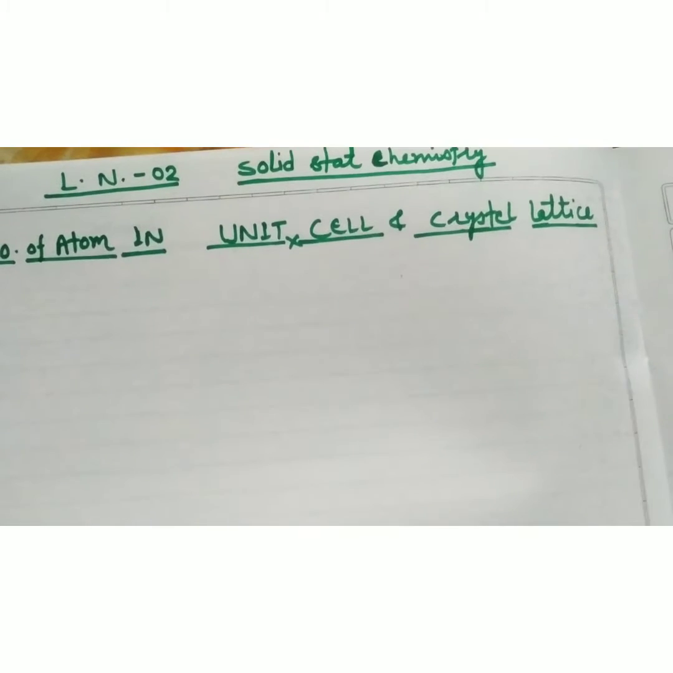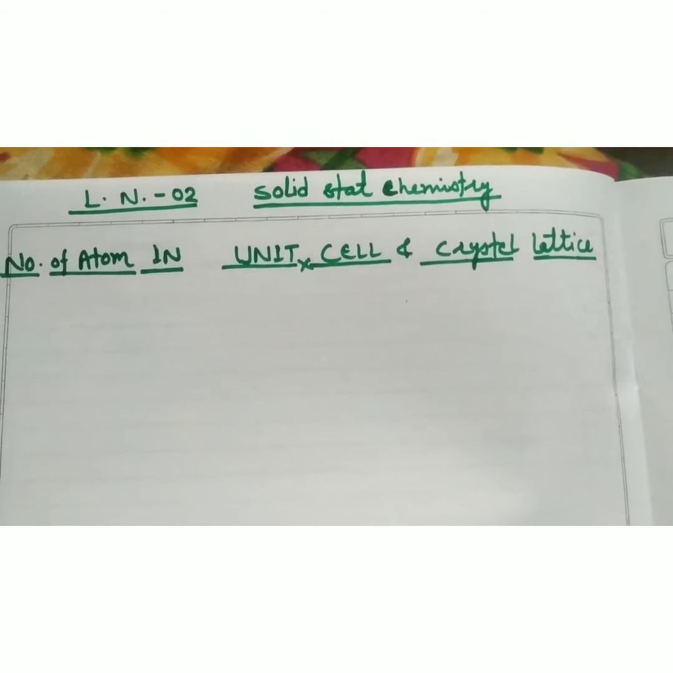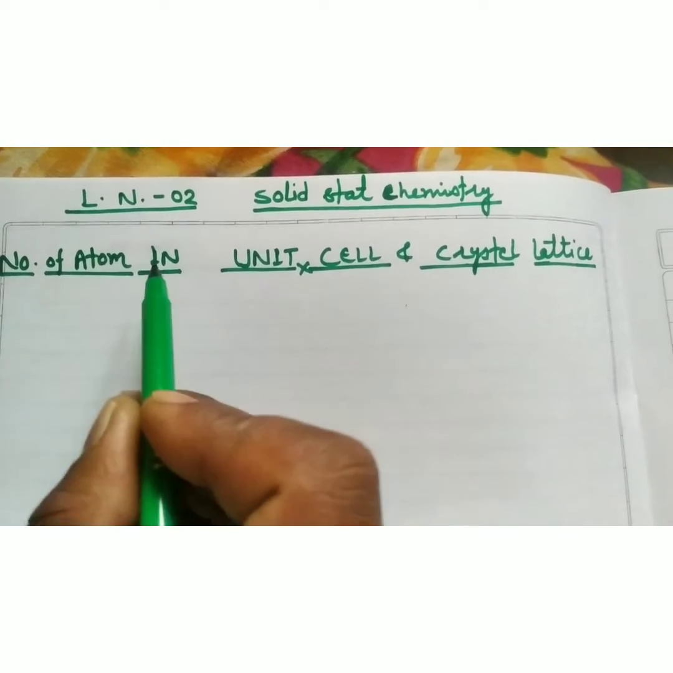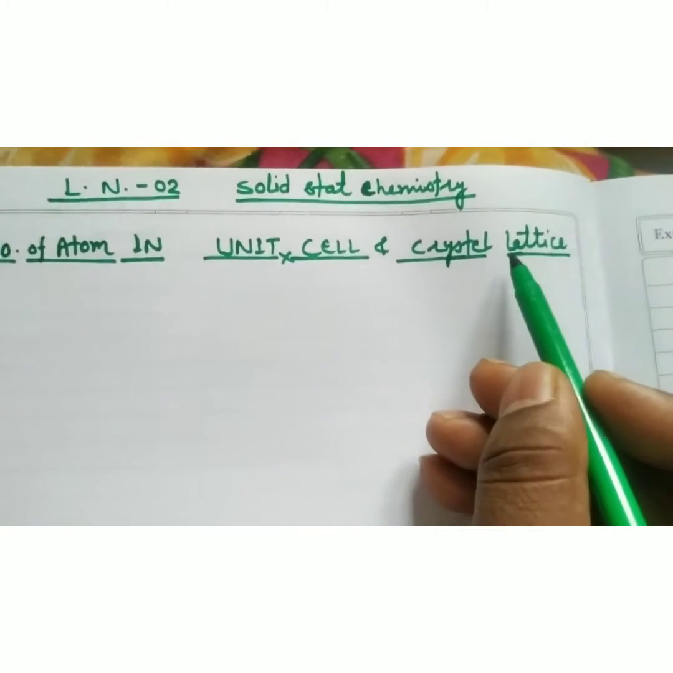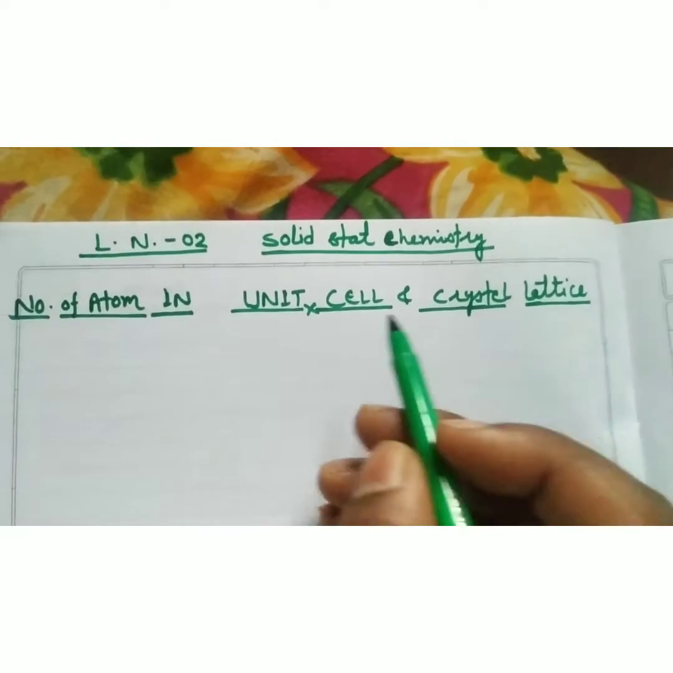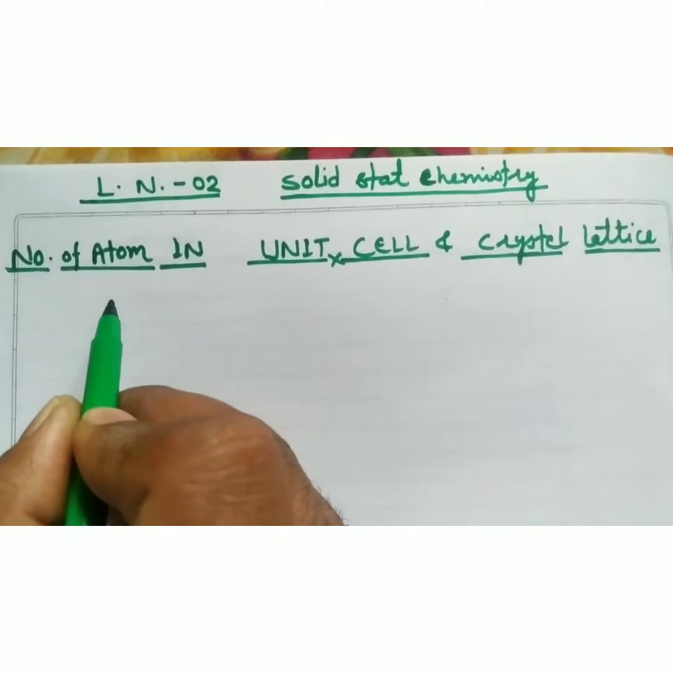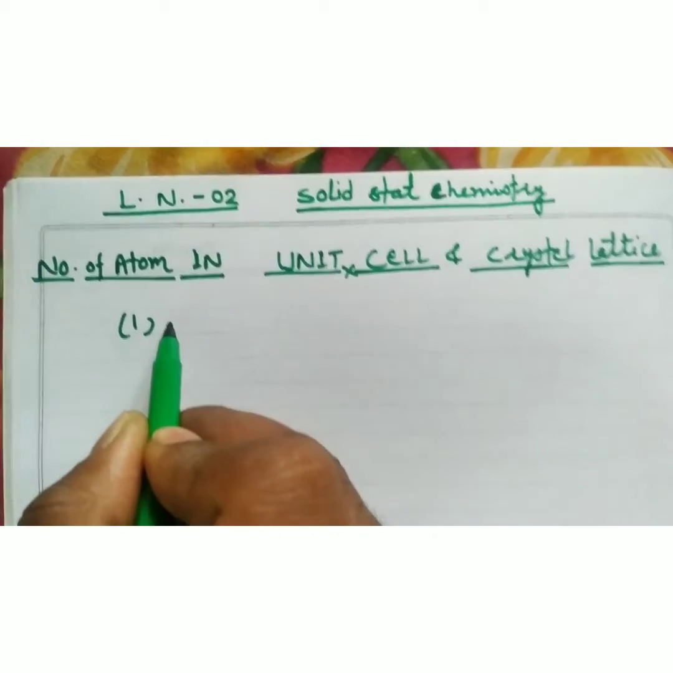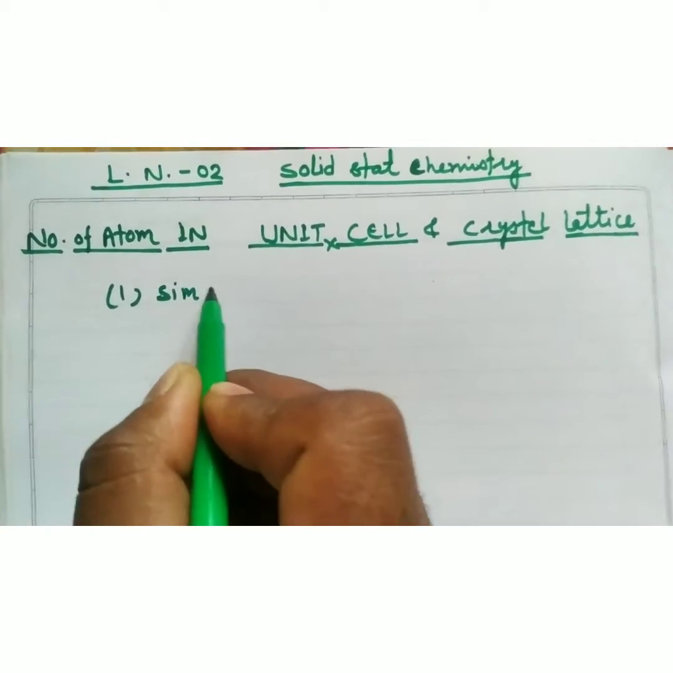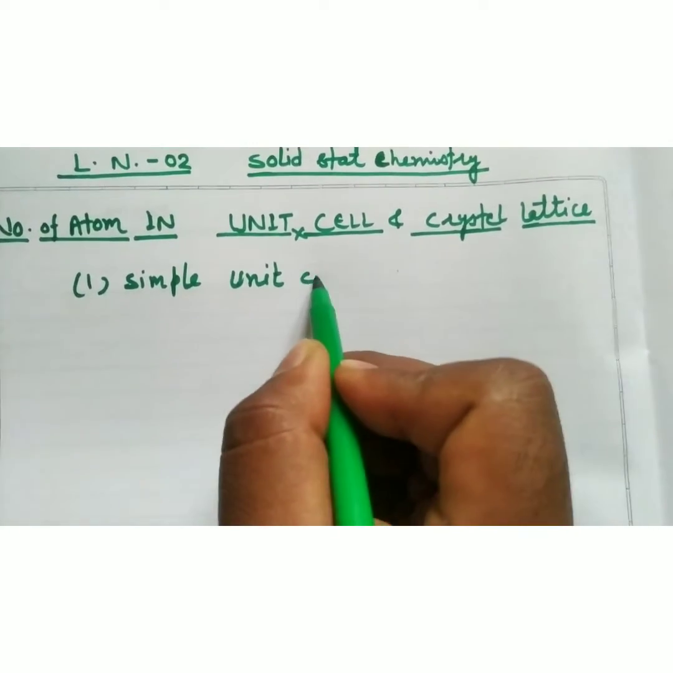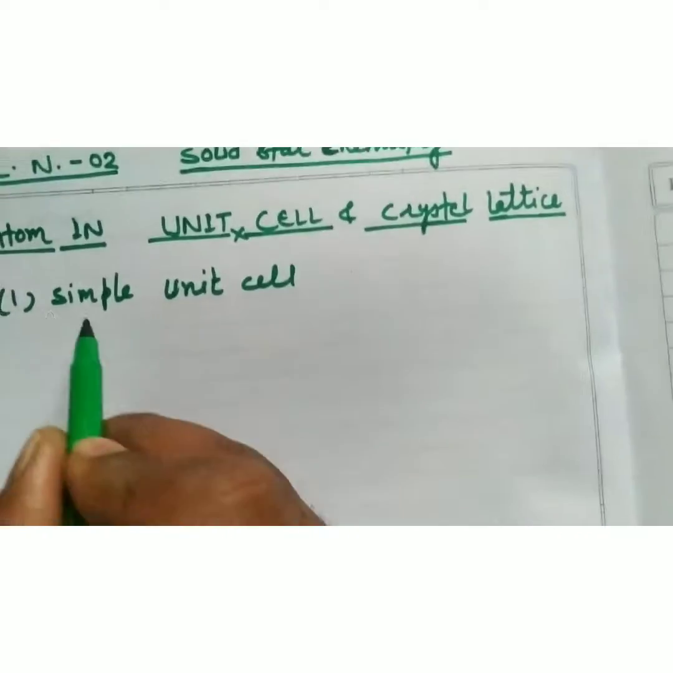Dear students, last time we discussed the types of unit cell and a unit cell. So today we will discuss the number of atoms in a unit cell and the crystal lattice. Clear? We have already discussed there are four types of unit cell. First one is the simple unit cell. Clear?